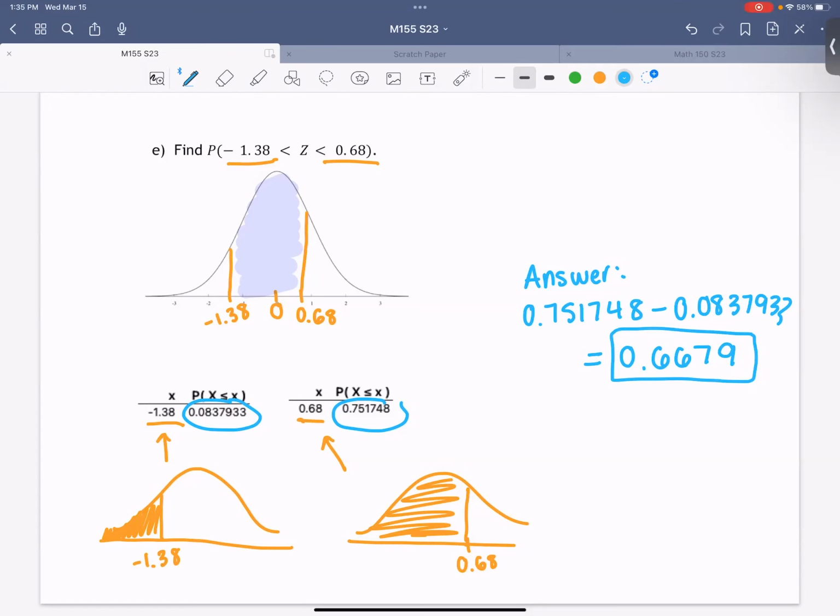So you have to do a little bit more work to find this probability, because you can't just plug it in Minitab and get the answer. You have to subtract it. Okay. Any questions on part E?